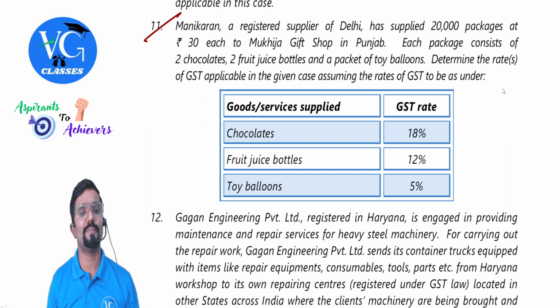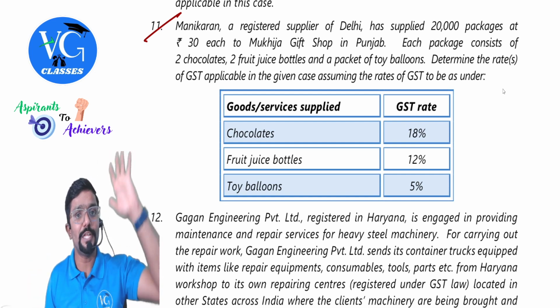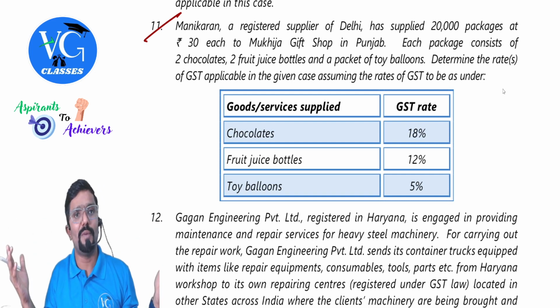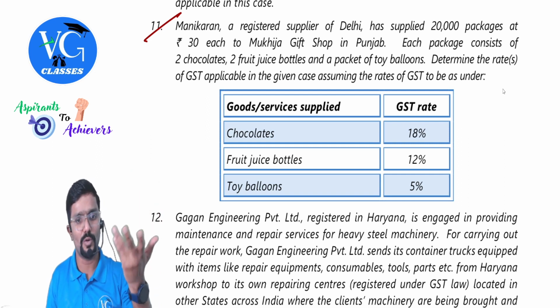Determine the rate of GST applicable in the given case, assuming the rate of GST is as under. Guys, are they supplying all these 3 together? Yes, for how much? 30 rupees each. And it is a mixed supply. Why so? Because they are not naturally bundled. Do you want to buy all this together or individually? Individually.